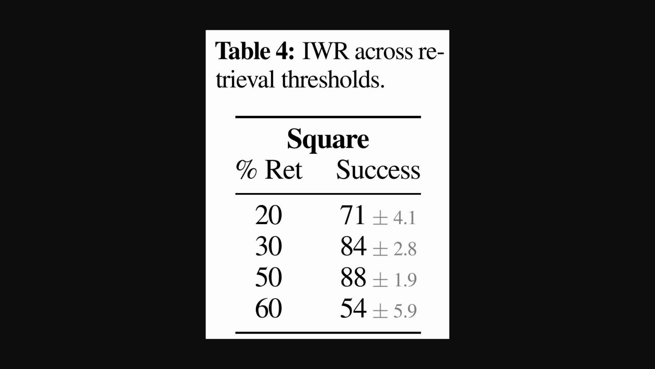Okay, the previous table tested bandwidth and normalization. Table 4 reports how retrieval thresholds affect performance on square, which matters because pulling too much prior data can mix in off-task trajectories. The table shows success peaks at 30 to 50% retrieved, with 71, 84, and 88% respectively. At 60%, success drops sharply to 54%, so aggressive retrieval hurts. The takeaway is that a moderate threshold preserves relevance while still boosting data diversity.